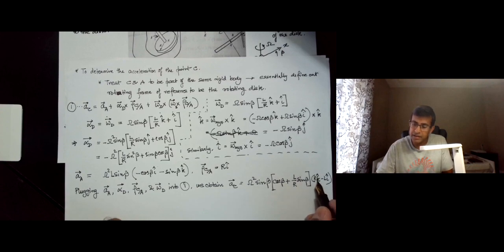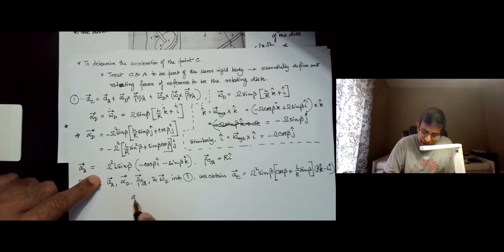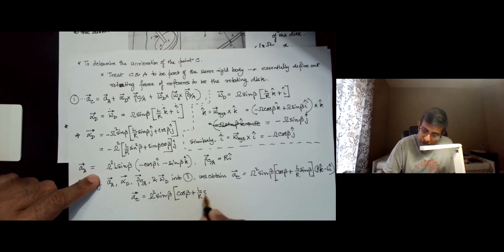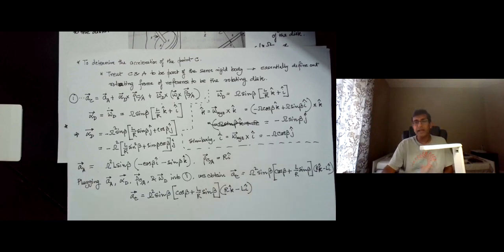Okay, so this is R in the K direction and minus L in the I direction. So let me just write it a little bit clearer here. Acceleration of C is equal to omega squared sine beta times cosine beta plus L over R sine beta times RK minus Li. That's the acceleration of the point C.